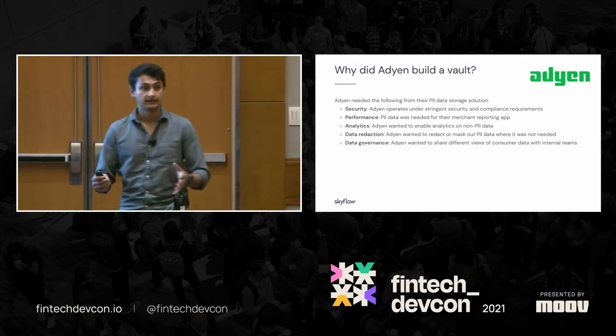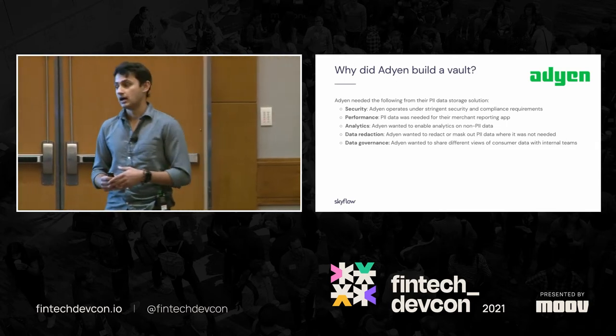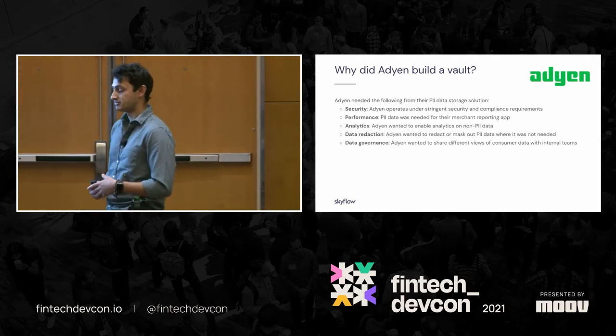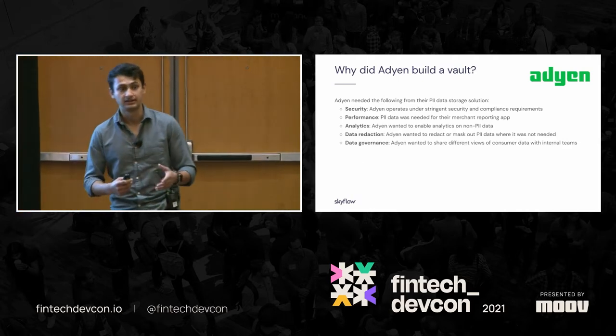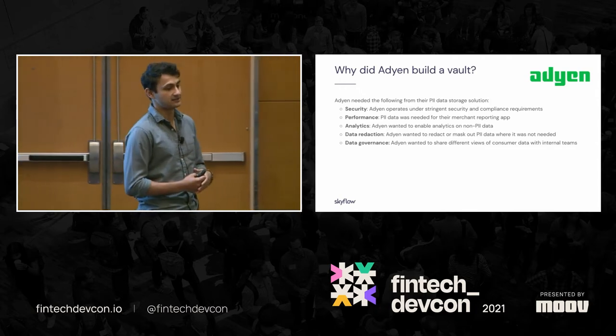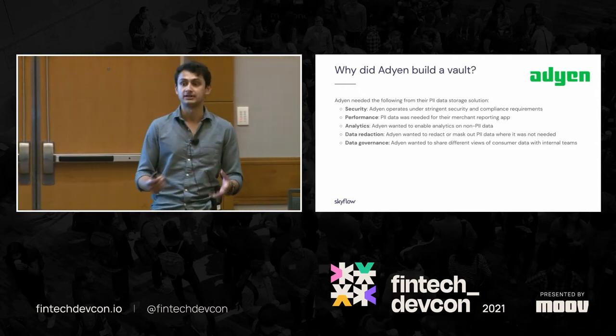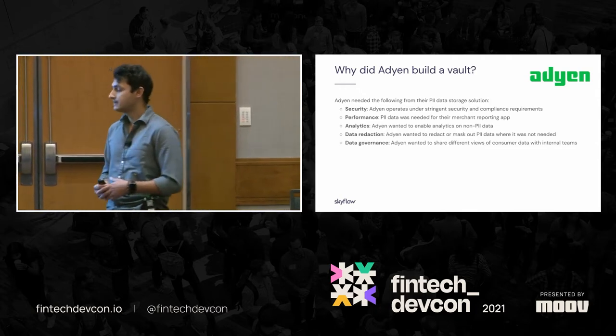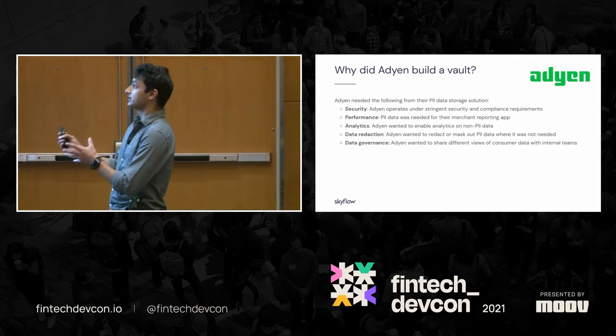They also wanted to enable analytics on it, right? They wanted to give their internal teams, maybe their anti-fraud team, maybe their billing team, access to that data so that they could run analytics and gain actionable insights from it. And then finally, they wanted data redaction and governance, right?